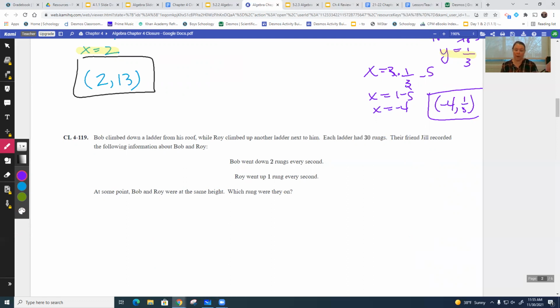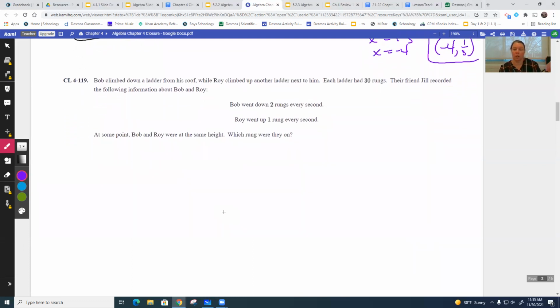At some point, Bob and Roy are at the same height. And then we want to figure out which rung they were on when they were the same. So to me, this lends itself to being written as a system of equations. And if it helps you to visualize it, you could make a table for each of them. You have Bob and you have Roy.